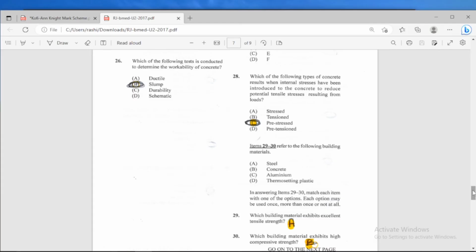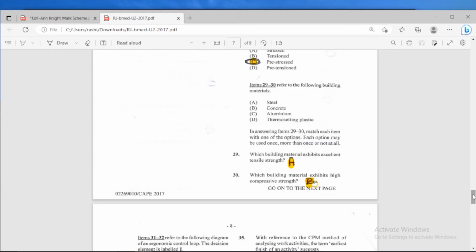In answering items 29 to 30, match each item with one of the options. Each option may be used once, more than once, or none at all. So item 29 here. Which building material exhibits excellent tensile strength? Steel. Alright, so steel exhibits excellent tensile strength, and we had said this in a few previous questions. Item 30. Which building material exhibits high compressive strength? The answer here would be concrete. Concrete has very high compressive strength.